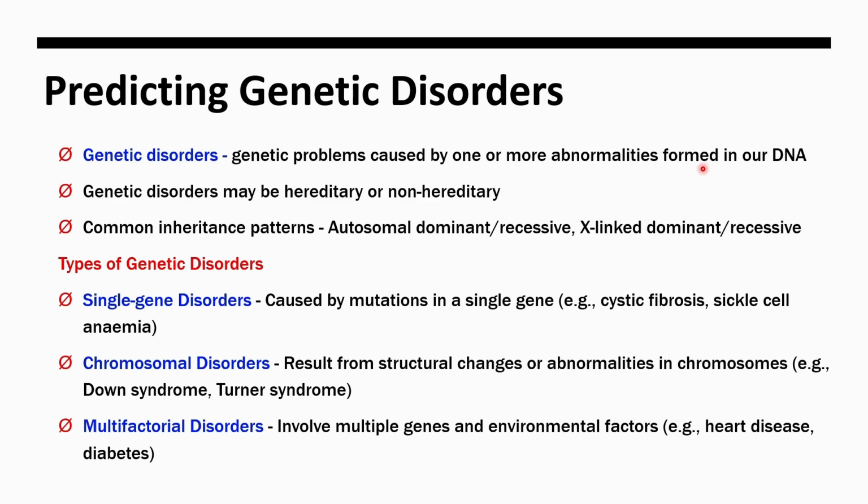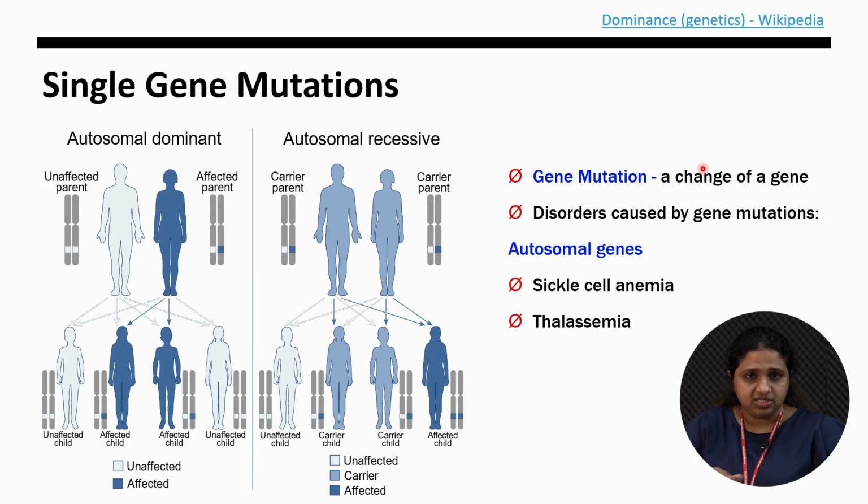Then there's another group that is called multifactorial disorders. Multifactorial disorders involve multiple genes, and not only that, they involve the environment as well. So there are different factors that cause the disease. These kinds of diseases include heart disease, CVD, and cancer. Let's go into each of the different types of diseases. So first let's talk about single gene mutations.